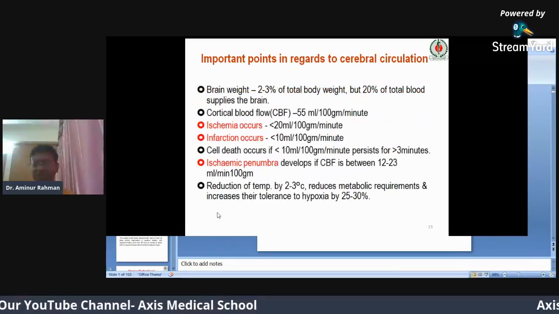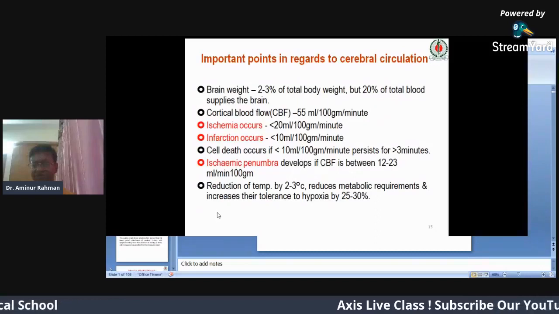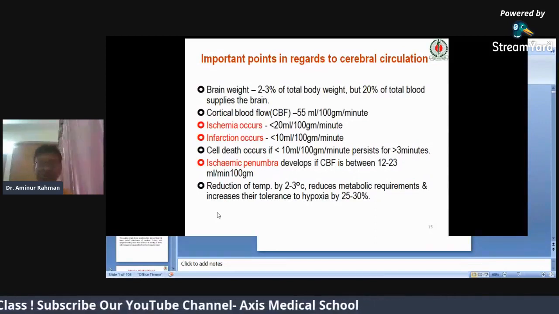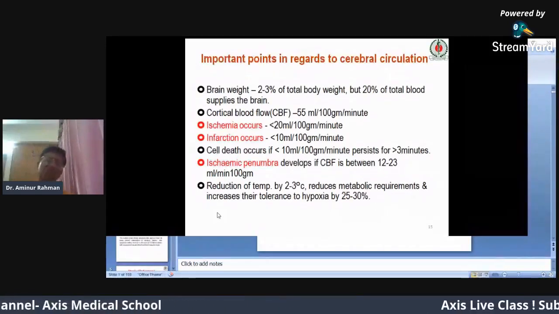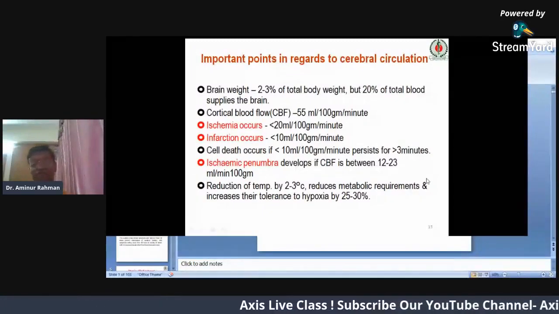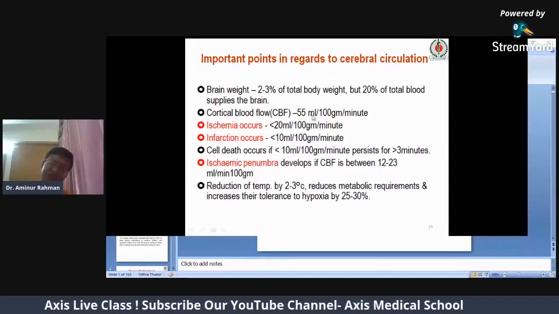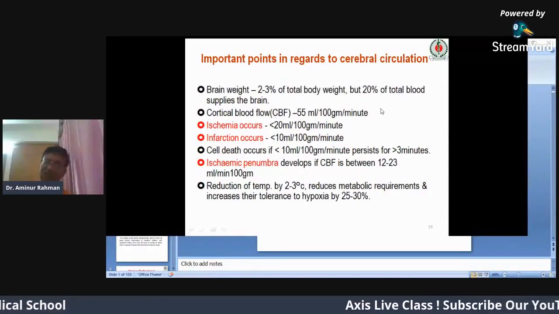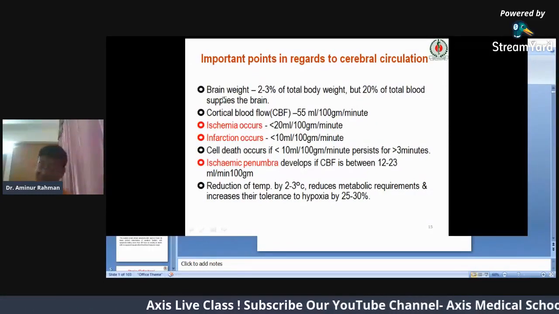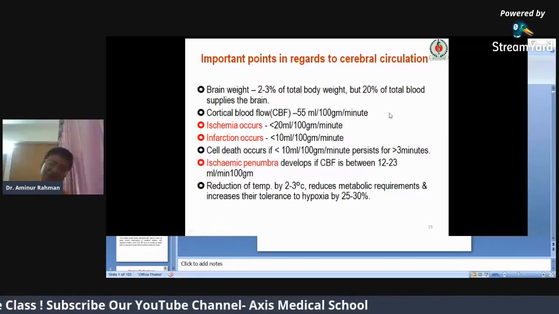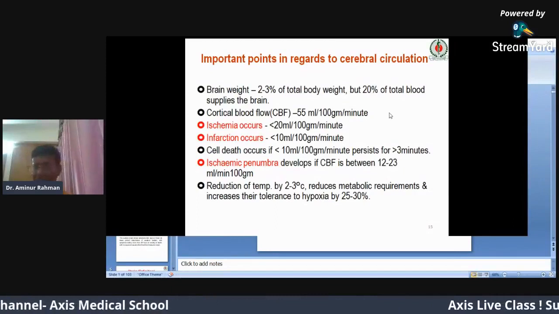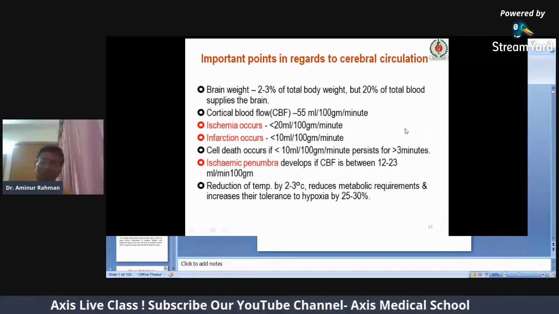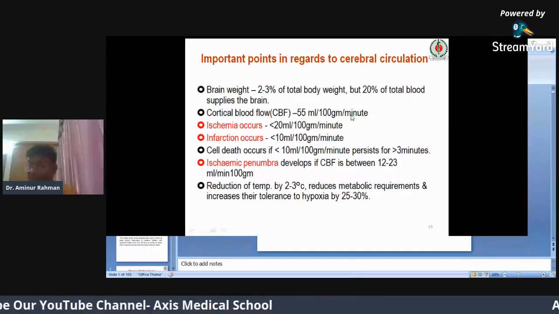What are the important points in regard to cerebral circulation? Usually brain weight is 2 to 3% of total body weight, but 80% of total blood circulation goes to the brain. So there is a high flow of blood supply in the brain. It is 55 milliliters per 100 grams of brain tissue per minute. If this flow is reduced, hampered, or obstructed, then symptoms of cerebral dysfunction arise.